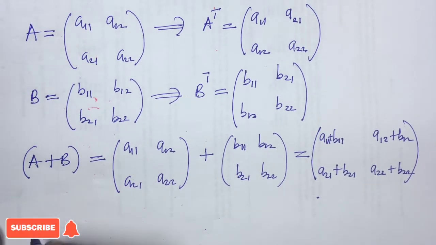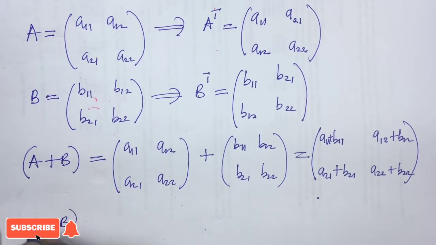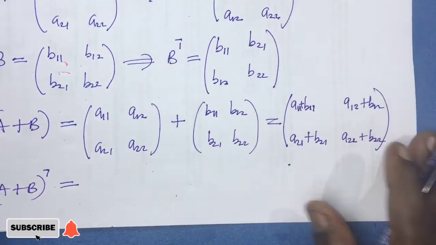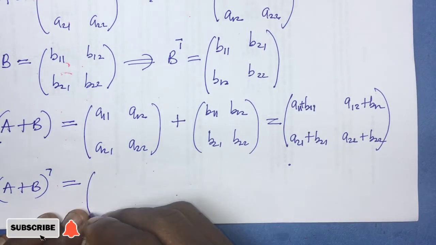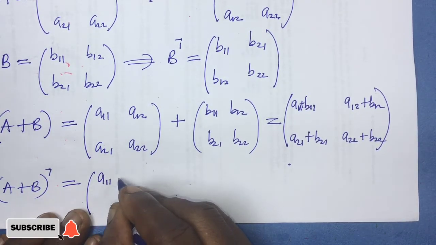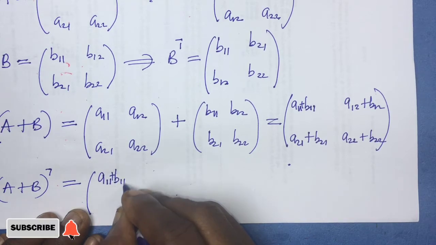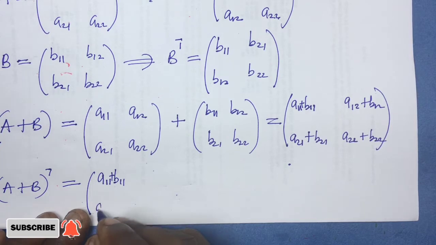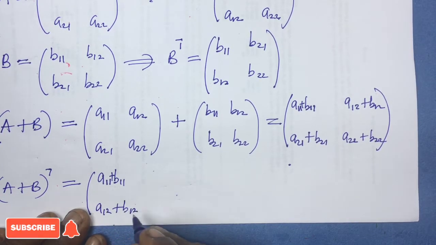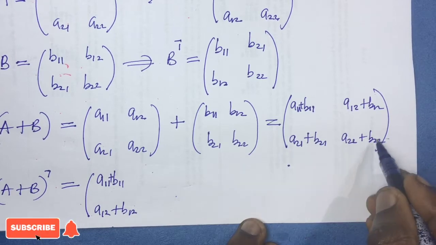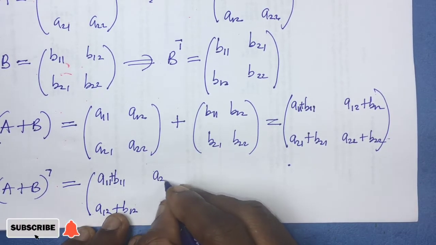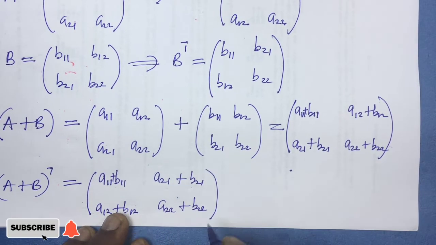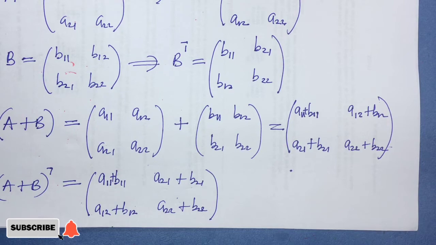Now, let us transpose A plus B. This result we have obtained for A plus B, let us transpose it. So if you transpose the result for A plus B, what are you going to have? You are going to have A11 plus B11, the first row becomes a column, and this will now be A12 plus B12. Now, for the second row, making the second row a column will give us A21 plus B21, A22 plus B22. Okay? And that gives us A plus B transpose.